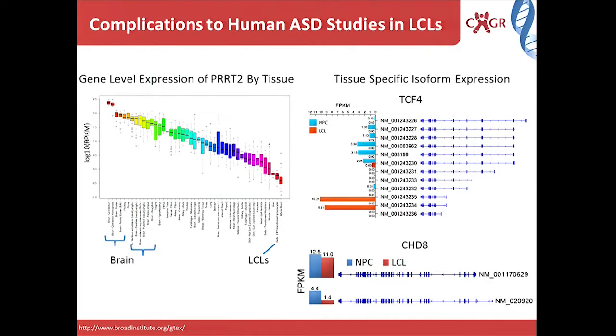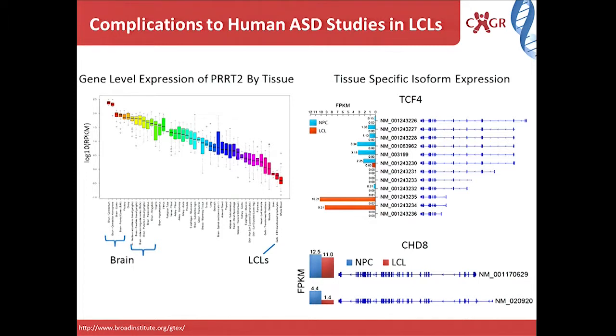The question remains, however, as to how relevant a model lymphoblastoid cell lines are to the study of neurological disorders. As you can see here, an example from PRRT2, a gene found within the 16p region, which has almost 3 orders of magnitude greater expression in human brain than it has in lymphoblastoid cell lines. This pattern of expression is not unique to this gene, even within the 16p region itself, and given the strong influence of 16p11.2 on neurodevelopmental and neuropsychiatric disorders, it is likely to extend to genes influenced by 16p dysregulation as well.